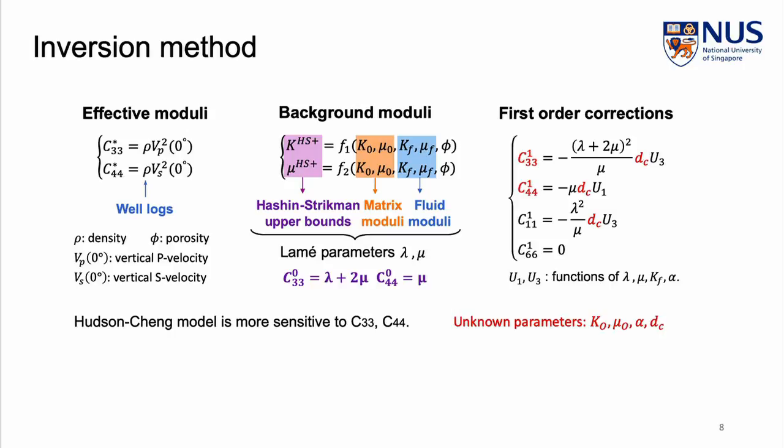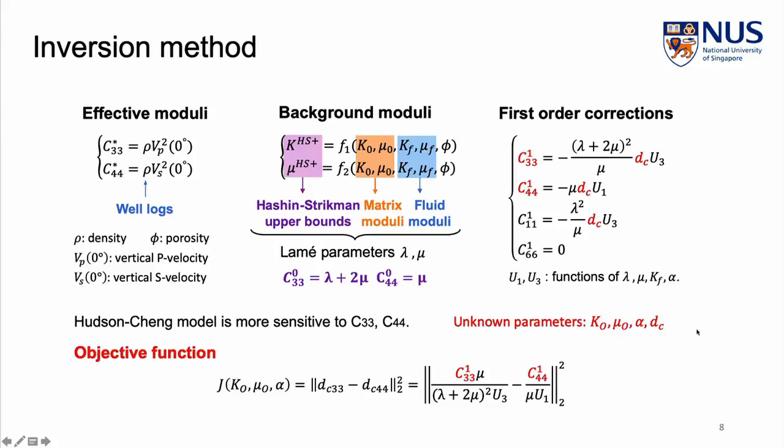So now, understanding the model is sensitive to C33 and C44, we have these unknown parameters, which are K0, mu0, the background moduli, aspect ratio, and crack density. So we define the objective function. This is the inversion part we talk about. This is the crack density estimated from the P wave, or C11 and C33, or C33, and this is the crack density estimated from the shear measurement. We want the difference between them to be minimal, so they're consistent with each other. So this is the inversion setup.